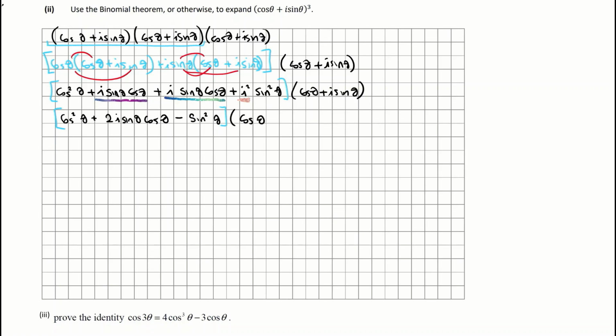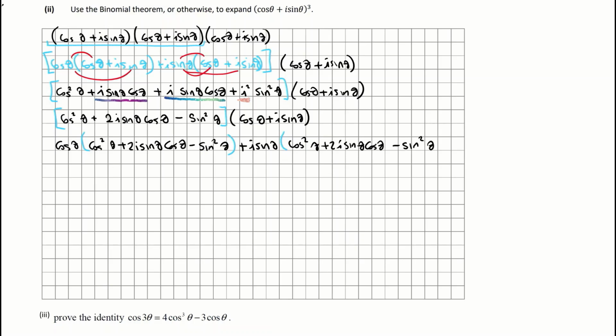Let's now multiply it by the third bracket. So I'm going to multiply in this third bracket, basically expanding the brackets once again. I'm going to multiply cos theta by all of this in blue, which is my cos squared theta plus 2i sine theta cos theta minus sine squared theta. Then I'm going to multiply the second term, which is my plus i sine theta, by, again, my full bracket in blue, which is cos squared theta plus 2i sine theta cos theta minus sine squared theta.